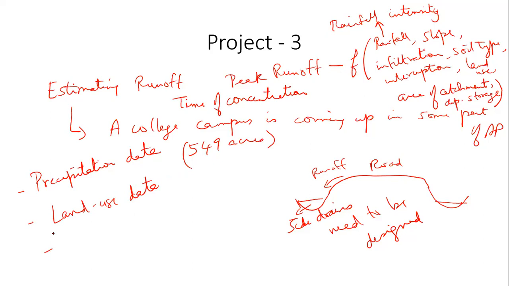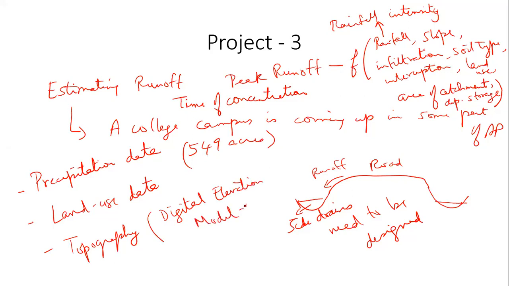The slope of the campus. So what I will do is I will give you topography. So topography means the variation of the land surface over space. Okay. So for this, what we typically use is called a digital elevation model. Okay, it's called a DEM. Some people say DEM, some people say DEM, same thing.